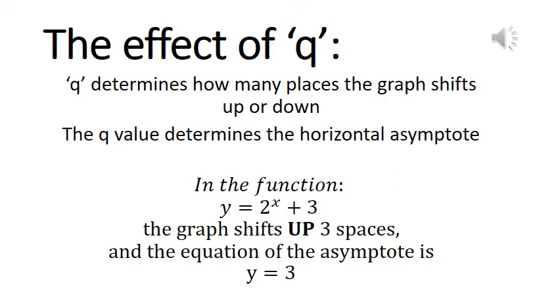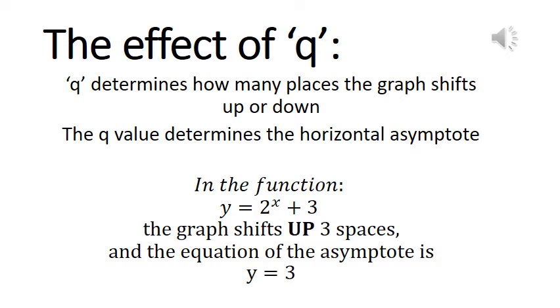And lastly, the effect of q is exactly the same as your hyperbola and your parabola. The q determines how many places the graph shifts up or down. So if your q value is plus 4, it means that the graph has shifted up 4 spaces compared to the original. If your q value is minus 3, it means the graph has shifted down 3 places compared to the original.